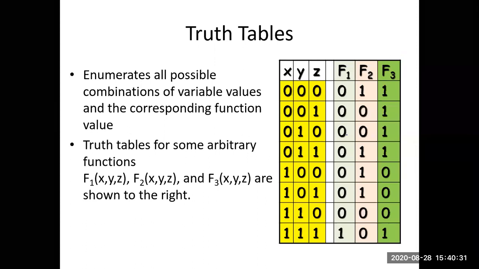And you can check from these truth tables that for f1 the truth table is different, for f2 the truth table is different, for f3 the truth table is different. So in this way you can write your truth table. It's basically a combination of all possible values of variables and its corresponding function value.